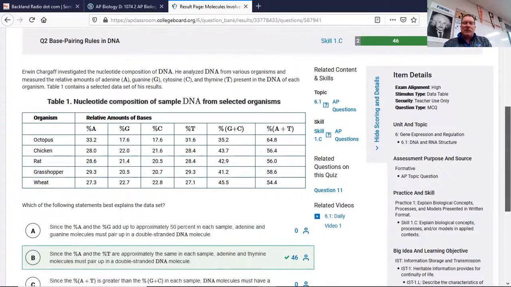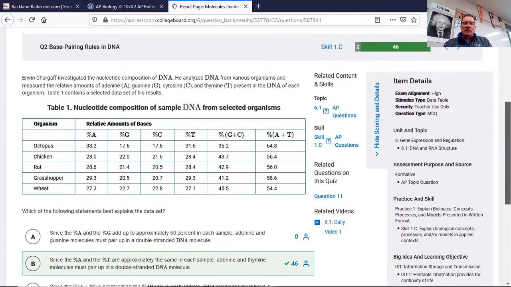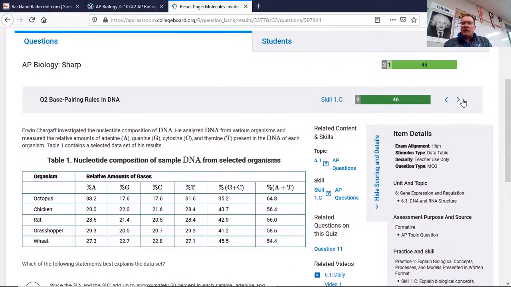Okay. Everybody got this right. We're good. It's just the Chargaff rule of adenine thymine.